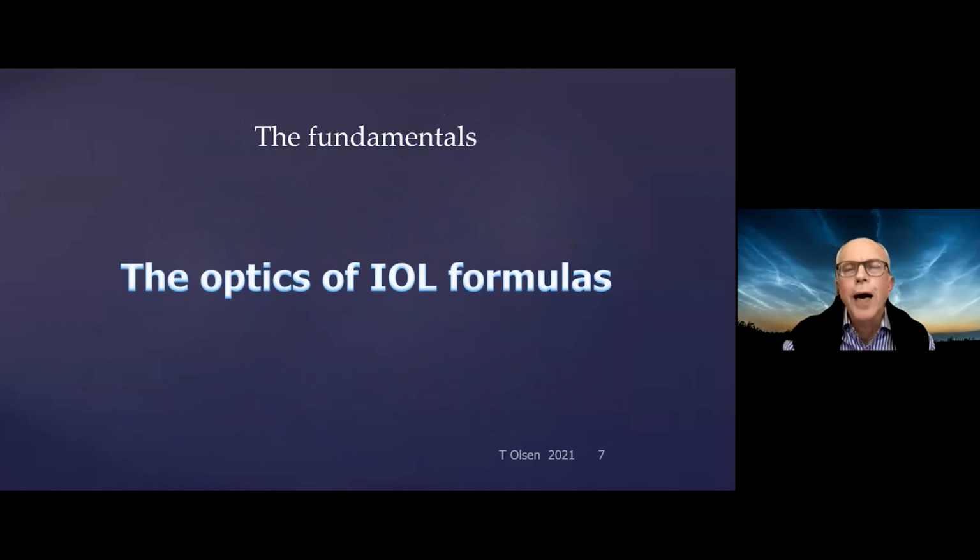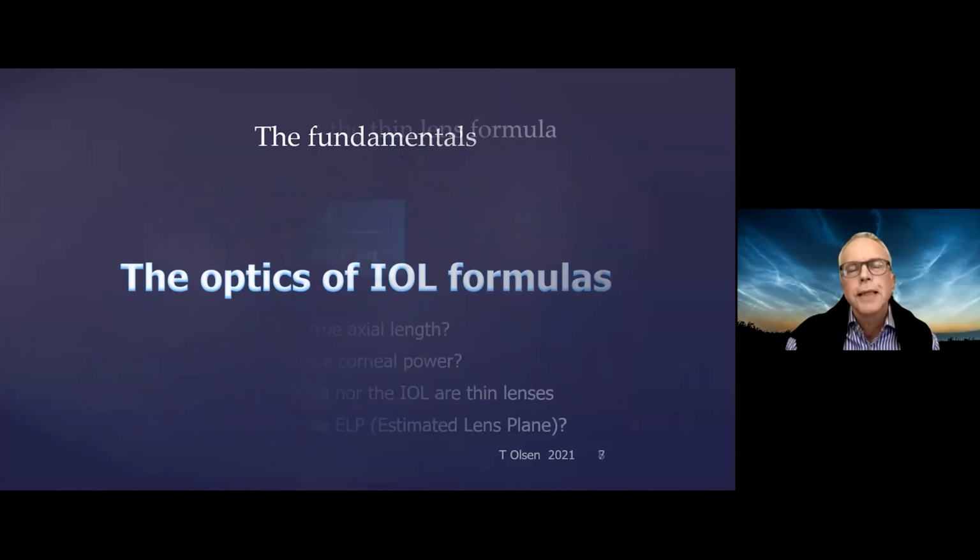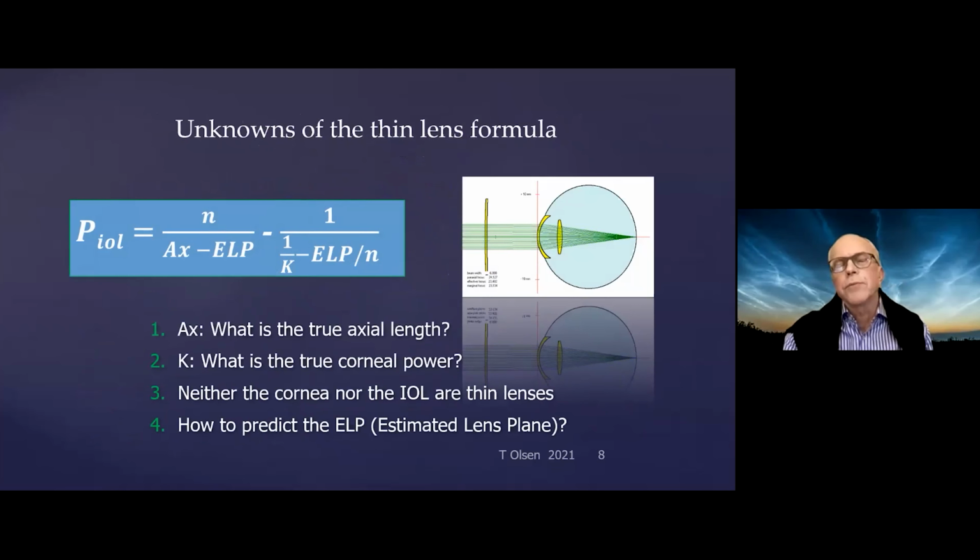So I'll take you out of the black box and we'll discuss some of the fundamentals. And what are the fundamentals? Well, the thin lens formula is very simple actually. It's based on the divergence principle, that you have the divergence at the back of the lens and the divergence in front of the lens. By subtraction, you get the emmetropic IOL power. That's it. But there are a number of questions.